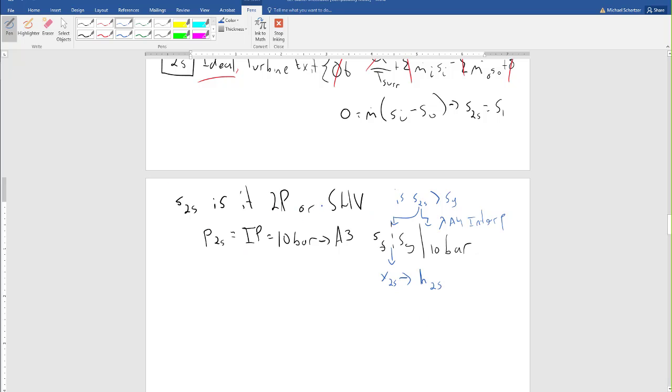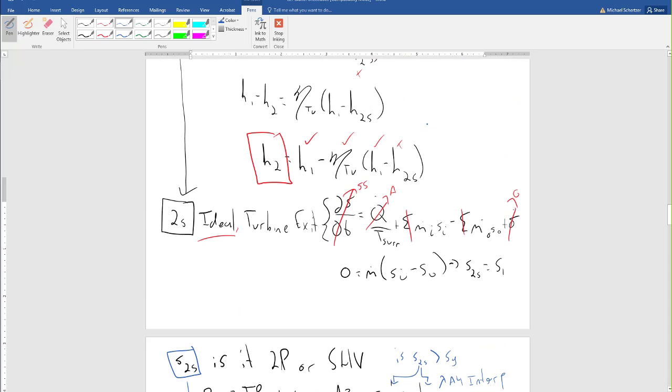So basically, once I figure out if this is two-phase or superheated, I get S2S, and from that I can find H2S. And once I have H2S, I'm going to put it into here, and that means that I can find H, right? Because once I know H2S, there's only one unknown in this equation, and that's the thing that I'm trying to find.